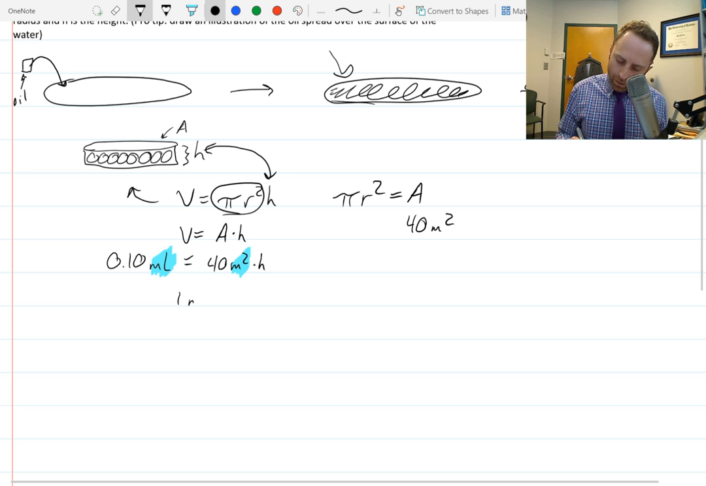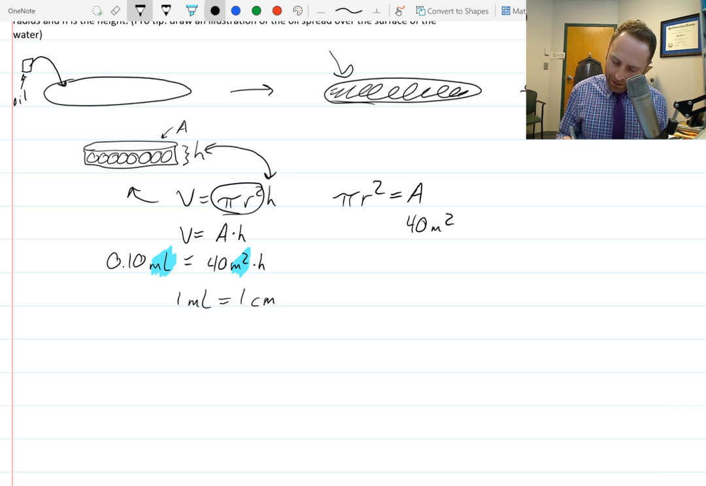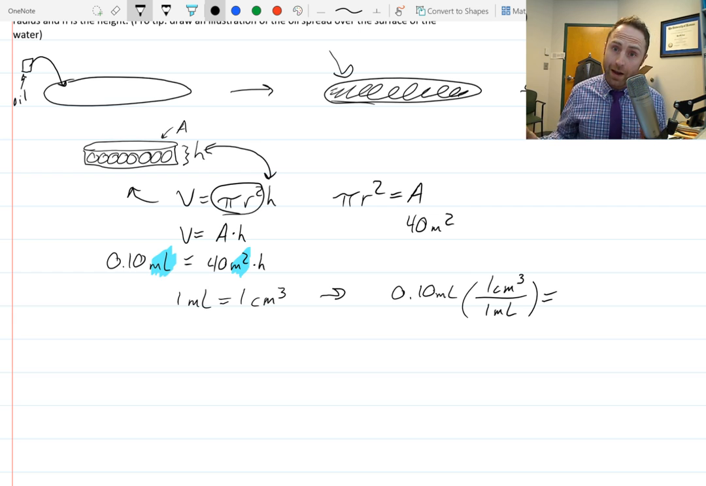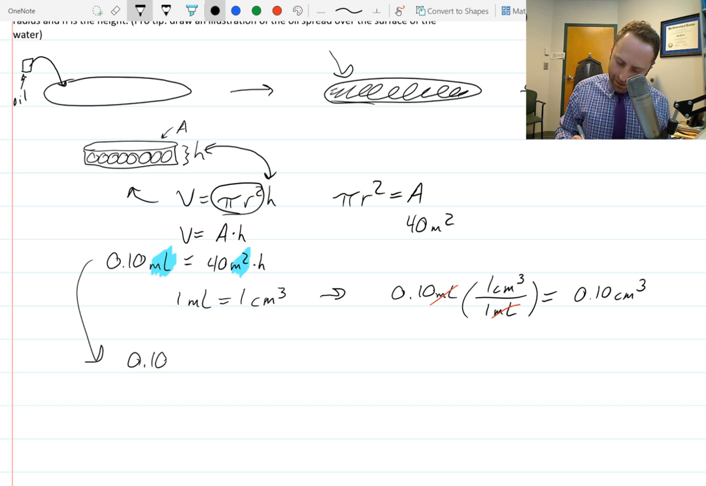If we remember, 1 milliliter is equal to 1 cubic centimeter. We can use dimensional analysis to say that 0.10 milliliters is equal to, we can take that volume and multiply that by our conversion factor. There we go. And we end up with 0.10 centimeters cubed, because our milliliters canceled. Okay, we can rewrite our equation now as 0.10 centimeters cubed is equal to 40 meters squared times height.